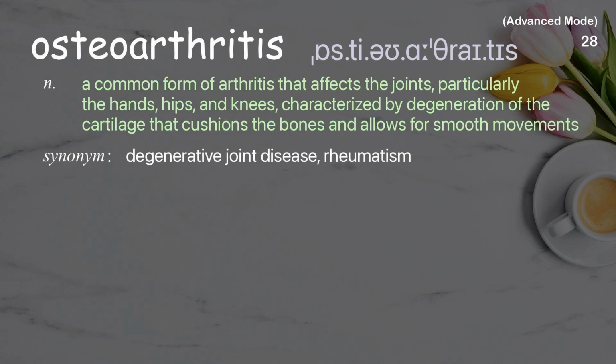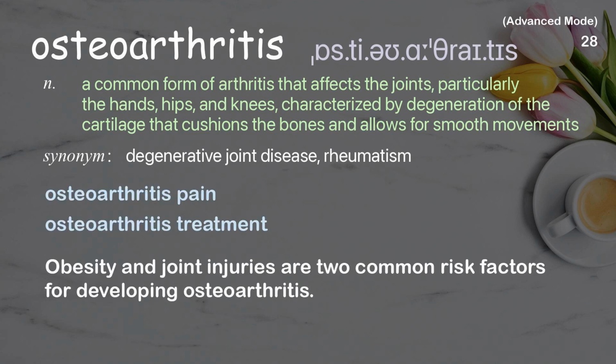Osteoarthritis. A common form of arthritis that affects the joints, particularly the hands, hips, and knees, characterized by degeneration of the cartilage that cushions the bones and allows for smooth movements. Examples: Osteoarthritis pain. Osteoarthritis treatment. Obesity and joint injuries are two common risk factors for developing osteoarthritis.